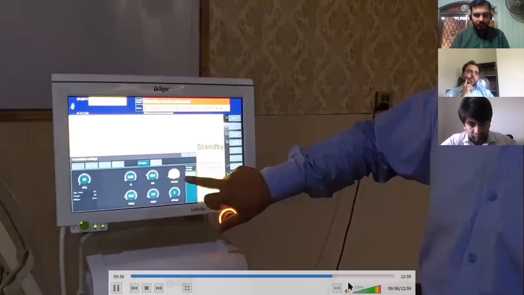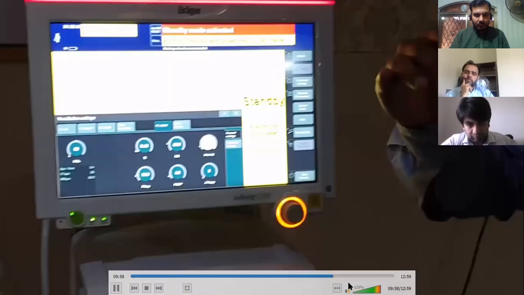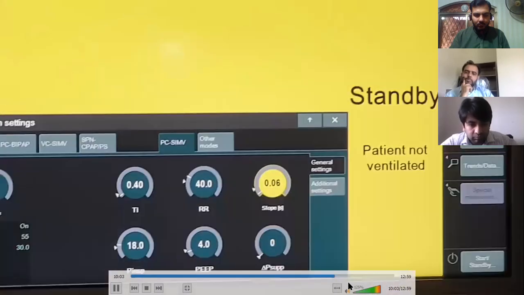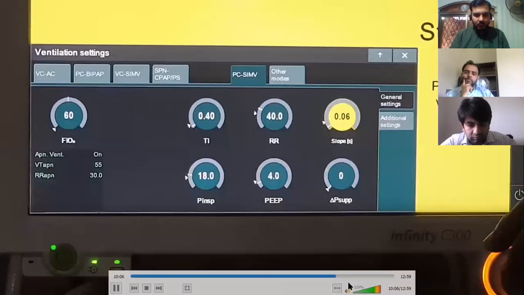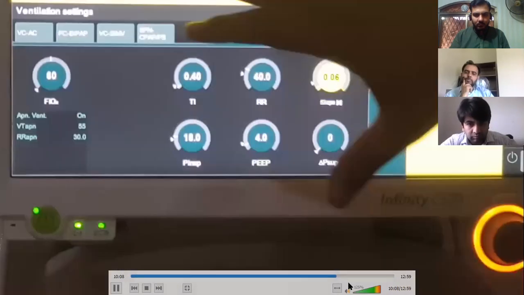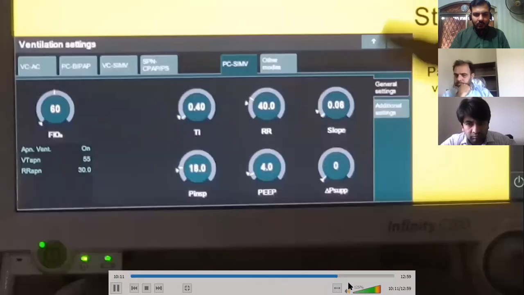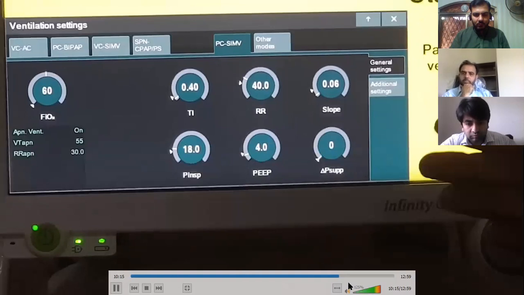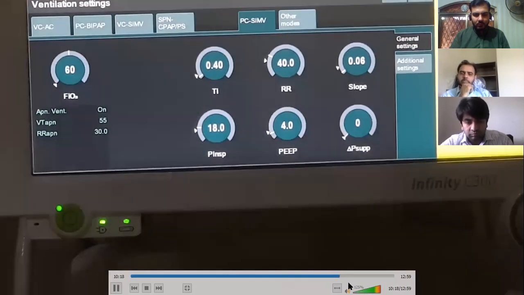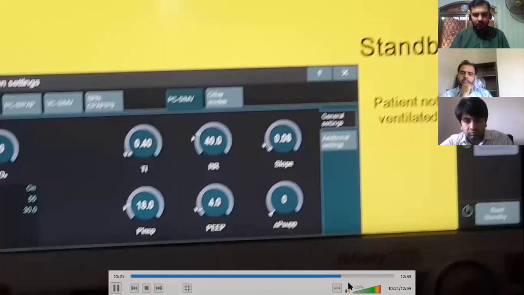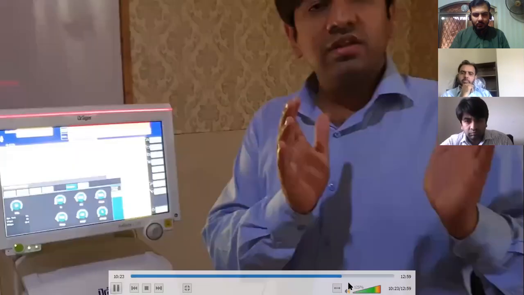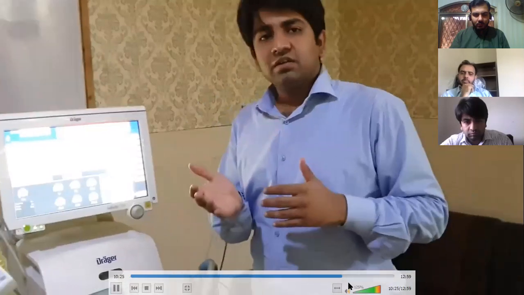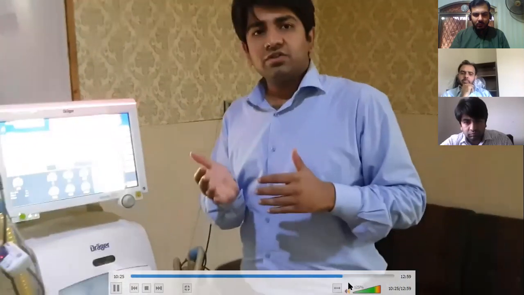Let's see the option of slope. Slope is basically the flow of the air, and this is usually from 0.04 to 0.06 seconds. So these are the basic settings of pressure control synchronized intermittent mandatory ventilation, on which we will put the child on the ventilator. However, these settings vary depending upon the indication for the ventilation, whether the child is ventilated because of some respiratory pathology, some neuromuscular pathology, or CNS pathology.